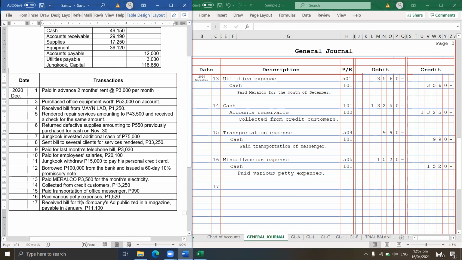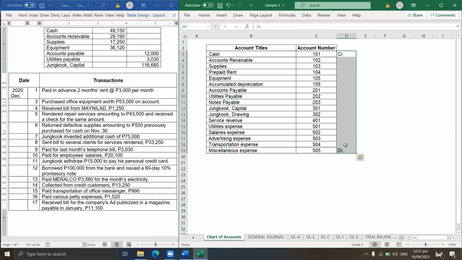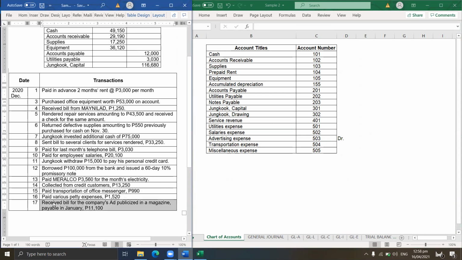Received a bill for the company's ad publicized in a magazine, payable in January, next year na po yan, amounting to 11,100. So tayo po ay naka-receive ng bill. Okay, so kung titignan natin yung chart of accounts natin, this is related to advertising, di ba? So we will be charging it to advertising expense. Dahil may advertising expense, it will be debited to advertising expense. Bayad na ba? Actually, naka-receive pa lang tayo ng bill, no? So hindi pa bayad. So utang pa lang natin.